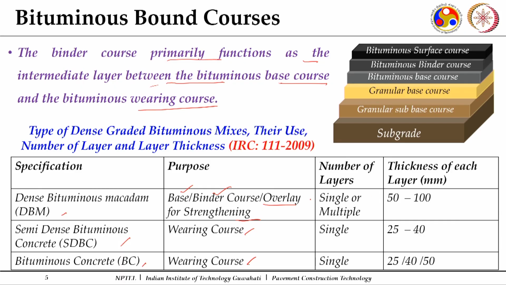Here it has been mentioned that dense bituminous macadam can be constructed in single or multiple layers, while the bituminous concrete wearing course is constructed in a single layer, and the typical thicknesses which can be adopted for these mixes are also mentioned here as per the IRC 111 2009 recommendations.